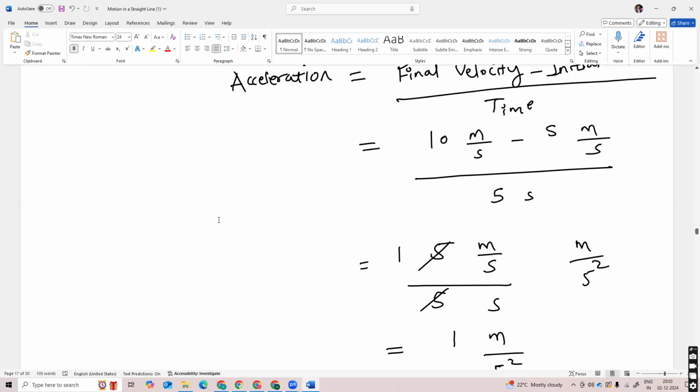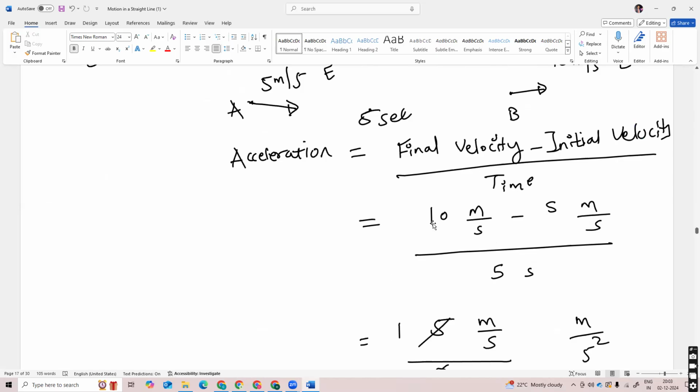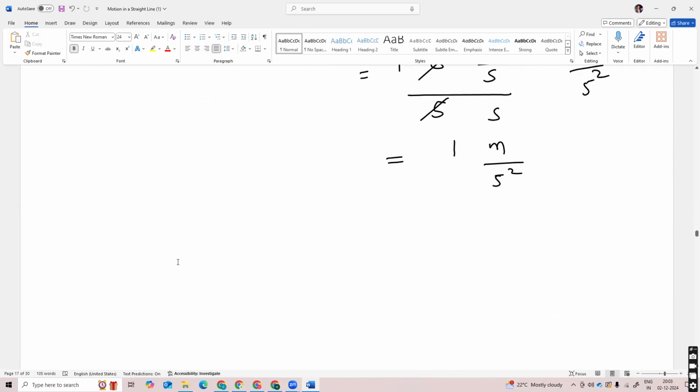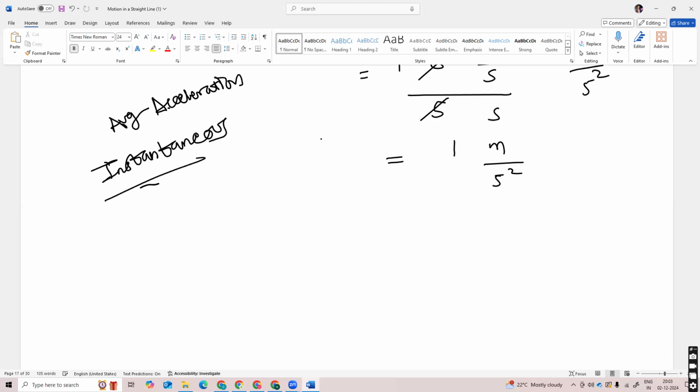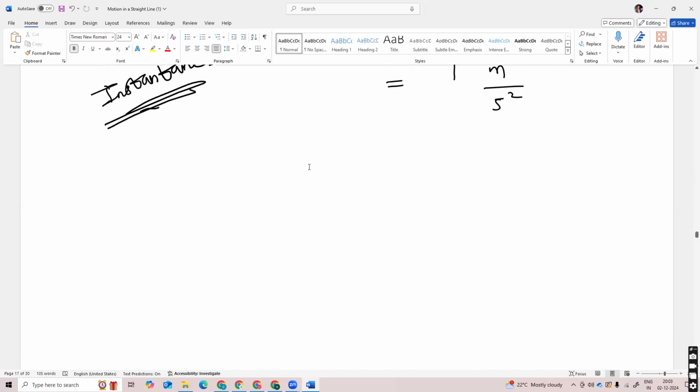Okay, so again, whatever we have seen, it was final velocity, it was basically total change in velocity divided by total time, or it was therefore 1 meter per second square. So again, this average acceleration and instantaneous acceleration, both terms will be there. Remember that similar to the velocity, we will have average acceleration and instantaneous acceleration.